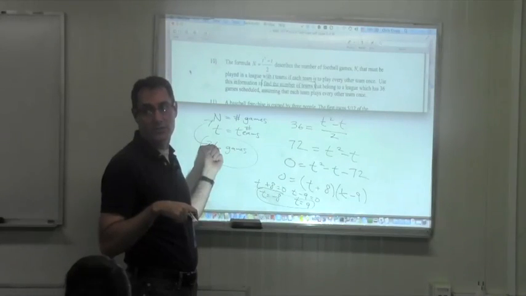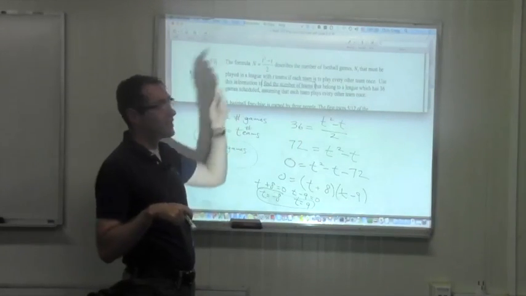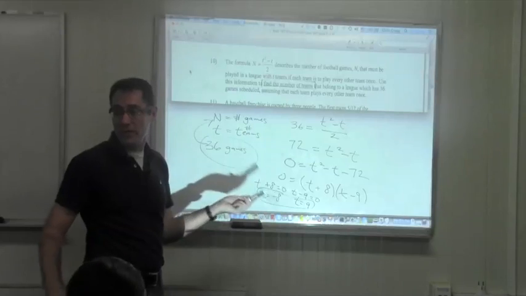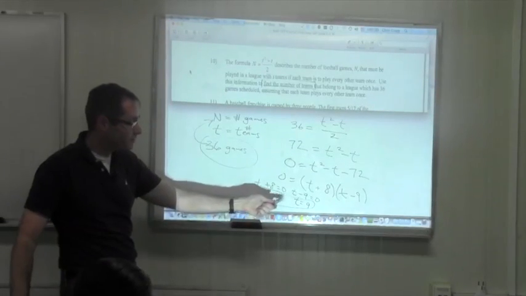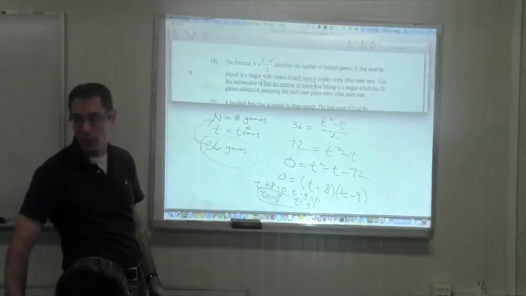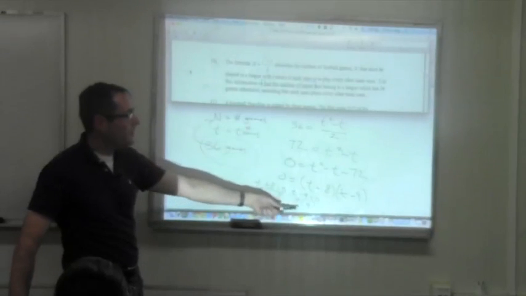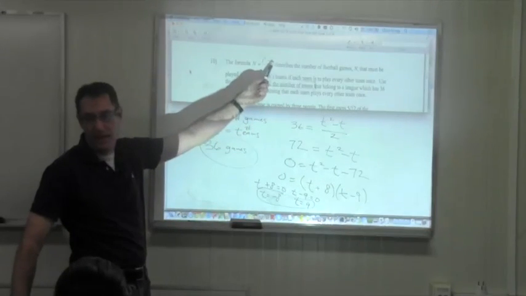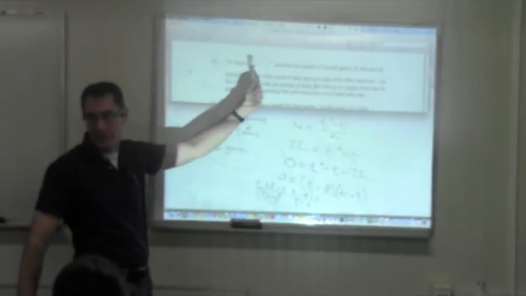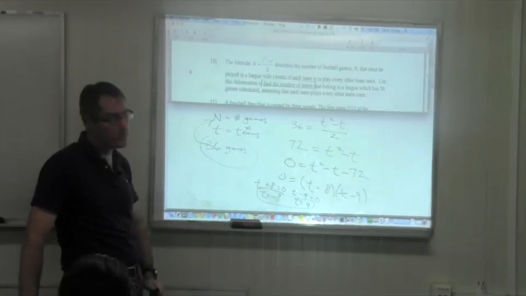72 divided by 2 is 36. Check. So negative 8 would work. Both answers work. You proved it. You solved the quadratic formula and you proved that both work. The other one, 9, works too. 81 minus 9 is also 72. 72 divided by 2 is 36.